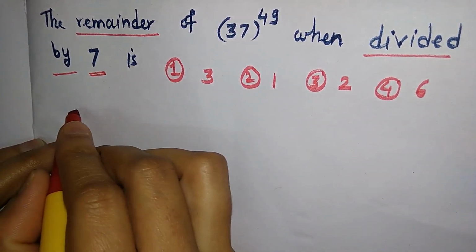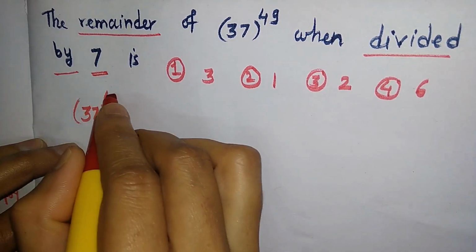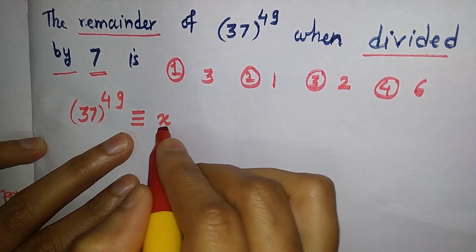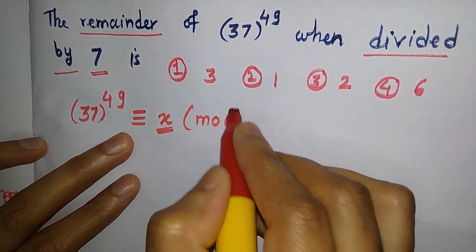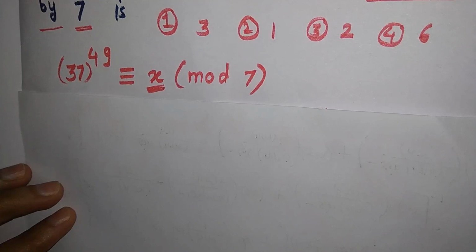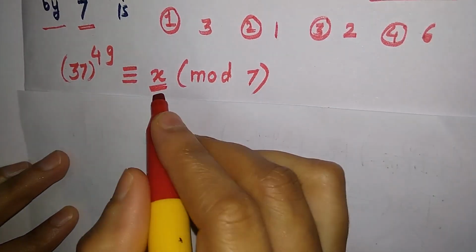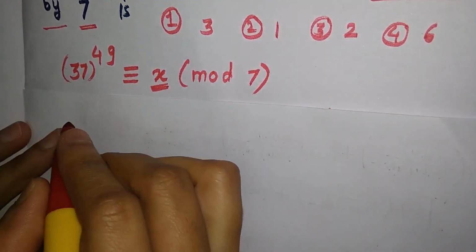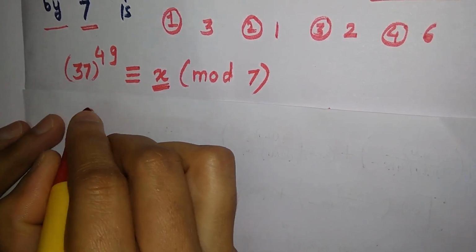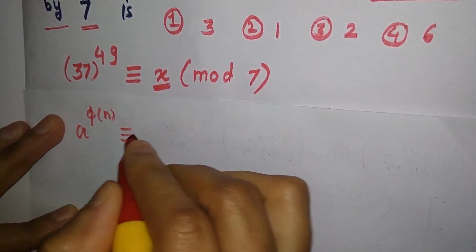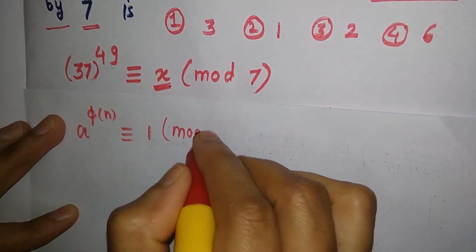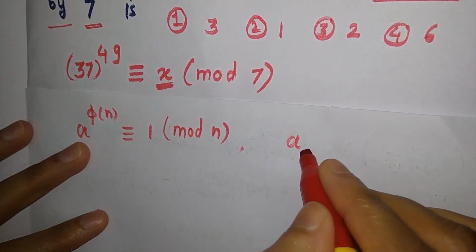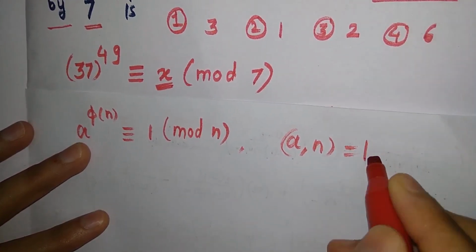It is just when you write 37 raised to 49 congruent to x modulo 7, you just have to find out this number x. So the natural question arises, how to find this x, right? There is a famous theorem called Euler's theorem which says that a raised to phi of n is congruent to 1 mod n, where a is an integer such that the GCD of a and n is 1.